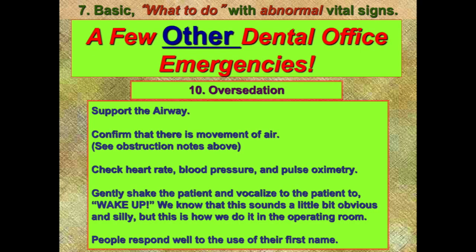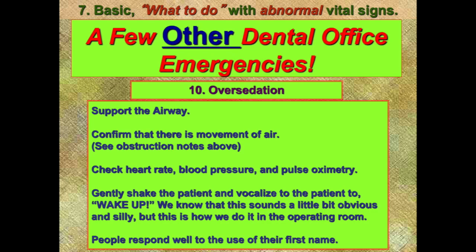Let's talk about oversedation. Oversedation should almost be a non-emergency, a non-event in your office. And the reason is that we titrate our medications. We're going to give them slowly, let them take effect, and then if we need to dose, we'll dose a little bit more. But if the patient becomes oversedated, you've got to get them back into the level of sedation, be it minimal, moderate, deep, or general. You want to get them back, usually from moderate and minimal sedation, down to your permit level.